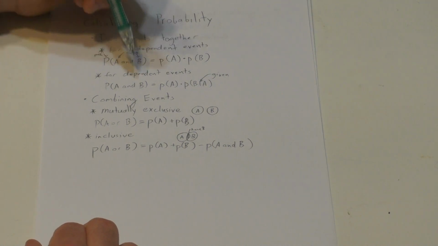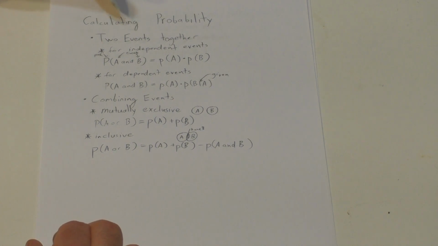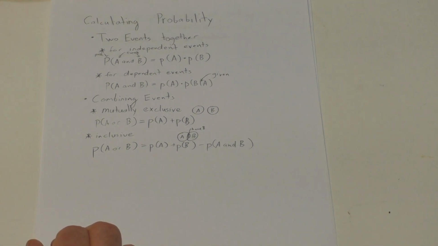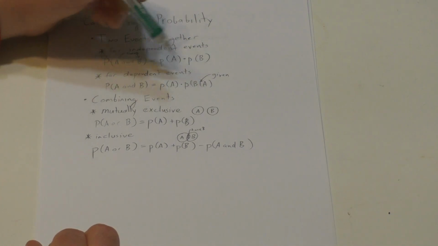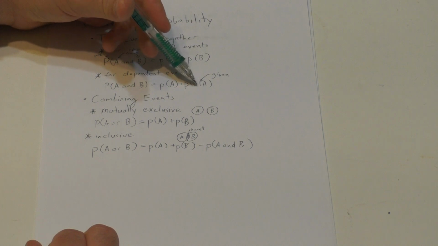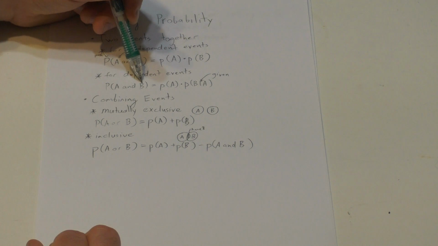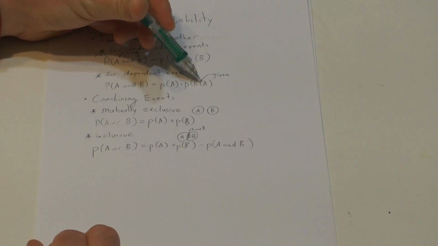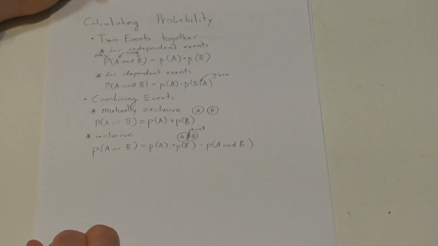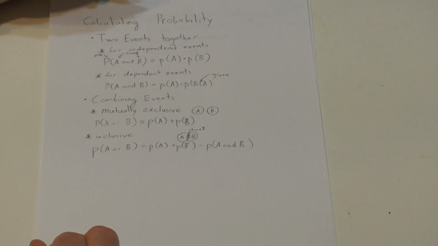Now, if the events are dependent, meaning the probability of one event happening depends on the other event happening, then we have a slightly different formula. We have what we call conditional probability. If we want to find the probability of A and B, we multiply the probability of A times the probability of B given A. This little line means "given": A happened, what's the probability of B? We'll see some examples to clarify this.